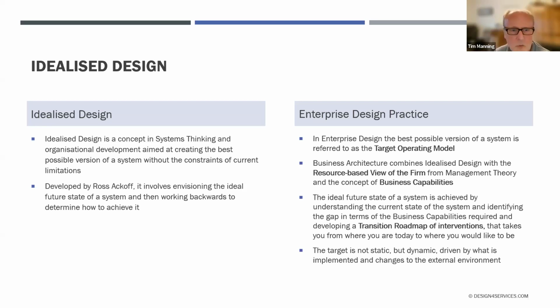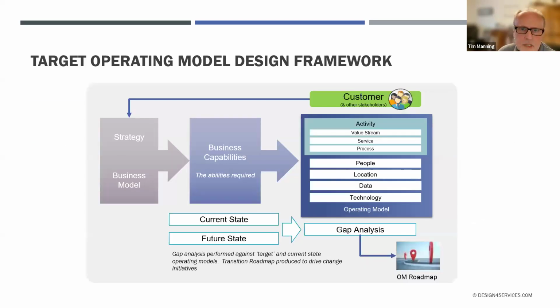So idealized design is something that's always been there as my foundation, but it will be talked about in the context of target operating modeling. This is my own design framework, but basically it's back to what I was saying earlier, that you are linking strategy to your operation design. You've got a strategy and business model, and you translate that into a set of business capabilities, the abilities that you need to be good at to deliver your strategy.